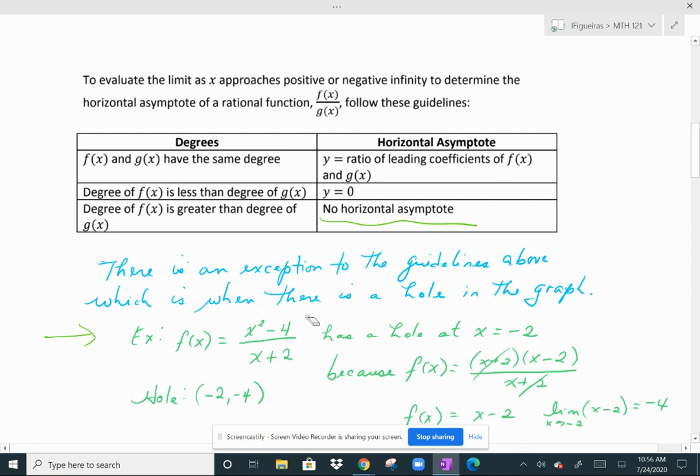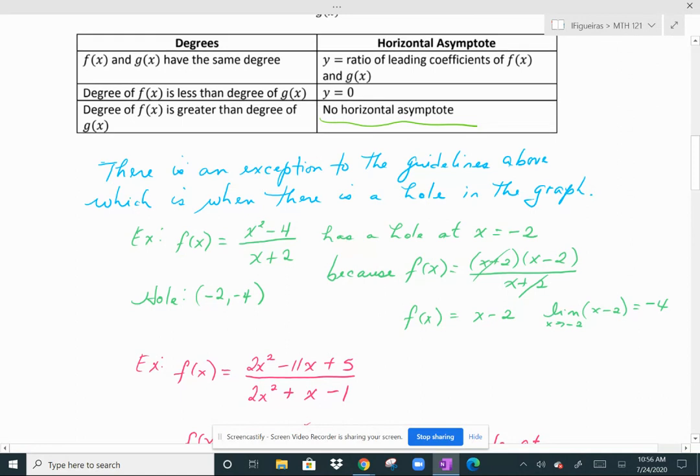in the graph. And the way you find the hole is to actually factor the numerator and denominator as much as possible. Here, only the numerator is factorable, and when you do that, you get this result. So I get (x plus 2)(x minus 2). But notice that the x plus 2 in the numerator and the denominator cancel. When that happens, you're going to get a hole in the graph. And the hole occurs wherever the solution to that common factor occurs. And so that would be at x equal to negative 2.